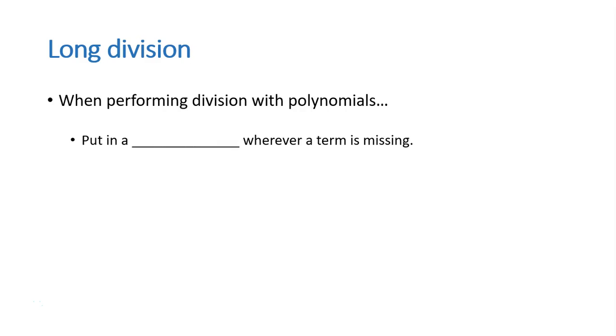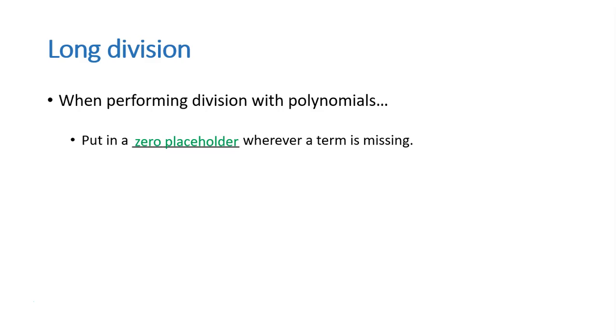So when performing division with polynomials, we need to put in a zero placeholder wherever a term is missing. We don't have to do this for our real number system because we automatically put in zeros when we don't have a particular value. So in our place value system, we automatically put in zeros if we don't have something non-zero to go there. However, when we're writing polynomials, if we skip a term, we skip a term. We don't have to put anything there.